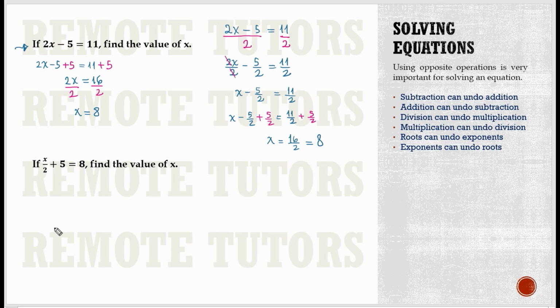Now let's see the next example. We will start by subtracting 5 from both sides. So we get x over 2 is equal to 3, and at last we will multiply by 2. Finally, the value of x is 6.